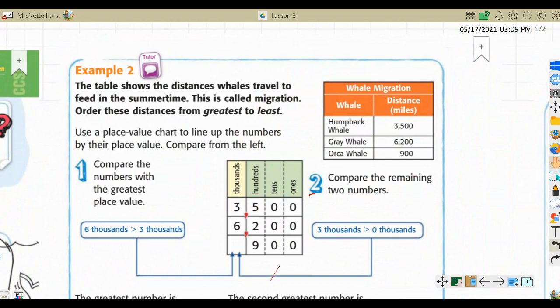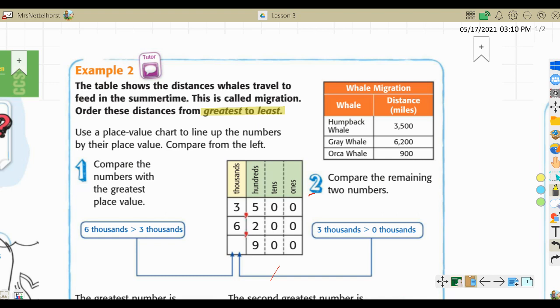Okay, the table shows the distances whales travel to feed in the summertime. This is called migration. Order these distances from greatest to least. Now they've changed the directions. So I'm going to highlight it so that we focus on what order we want them in. We want them to go from greatest to least. So we're going to use a place value chart to line up the numbers by their place value. Compare from the left. So we're going to place them from the right, compare from the left.